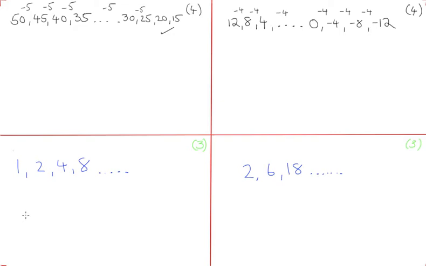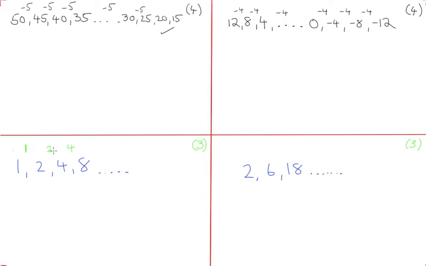Okay, so let's see if you have figured out the pattern. So 1 to 2, well, the difference there is 1. From 2 to 4, the difference is 2. From 4 to 8, the difference is 4. Okay, so what is happening to these numbers? See the pattern, increasing by 1, then increasing by 2, then increasing by 4.